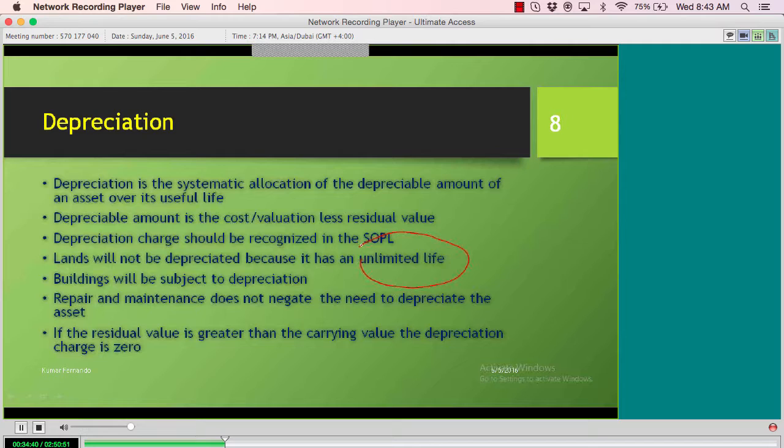Just because you maintain your asset very well, it does not mean that you don't need to depreciate. You buy a Mercedes-Benz car, you maintain it beautifully, one might argue that you don't need to depreciate. No, you have to depreciate it, because you're using the vehicle and that must get depreciated. And if the residual value is greater than the carrying value, then the depreciation charge can be zero. So maybe after 2 years, you might find the carrying value is 68,000, and at that time you might find the residual value to be 75,000.